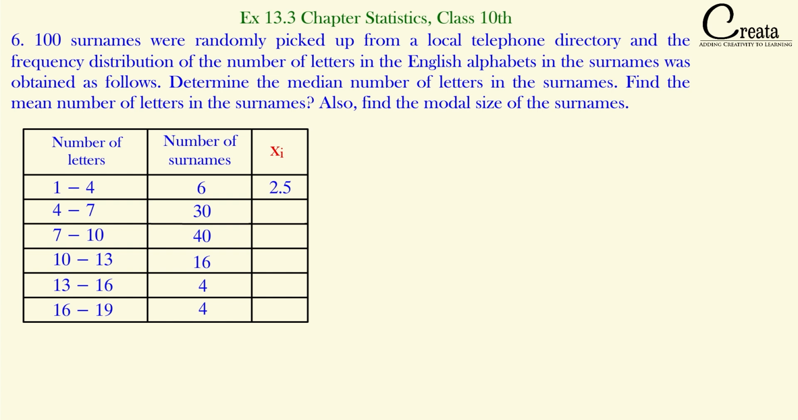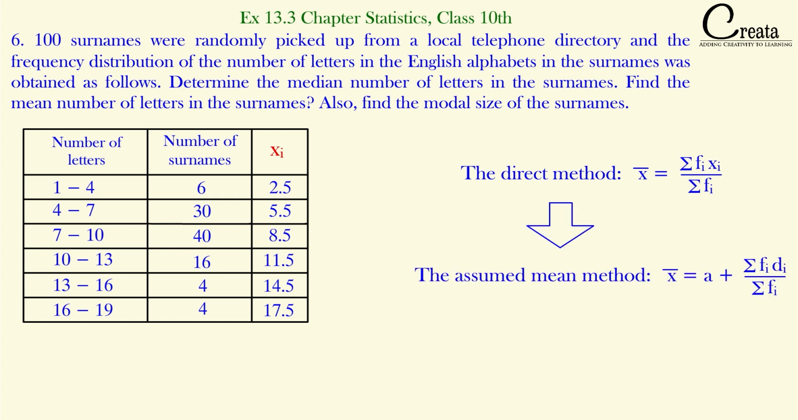Similarly, we will locate the midpoint of all the ranges. 4 to 7, the midpoint will be 5.5. 7 to 10, it is 8.5. 10 to 13, it is 11.5. Further, 14.5 and 17.5. You can use the formula or locate the midpoint directly. What is the next step? We can use the direct method to find the mean. This is the formula. Or we can go with the assumed mean method, and this is the formula. You can use either of the two methods, the answer will be the same.